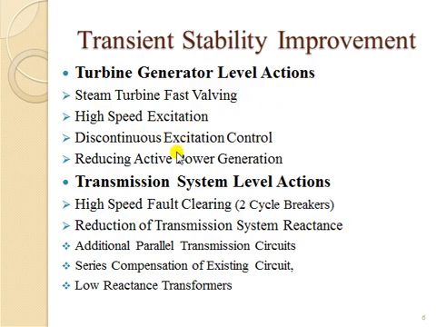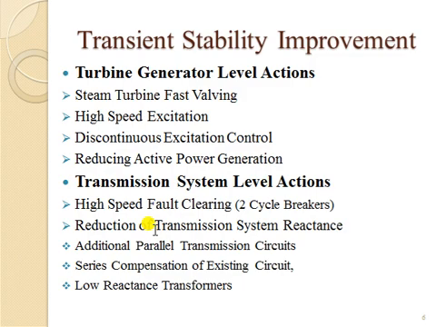So these are the actions which you may take at the turbine generator level. Now for the transmission system level, it is very easy: high speed fault clearing. There are some breakers which act within 2 cycles.